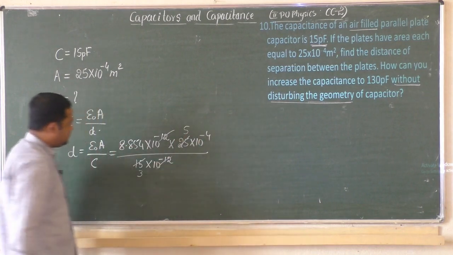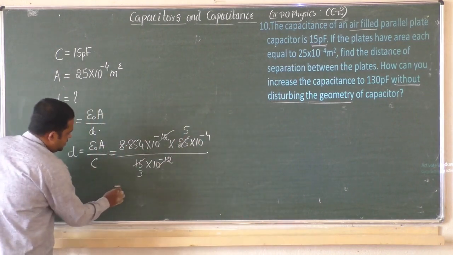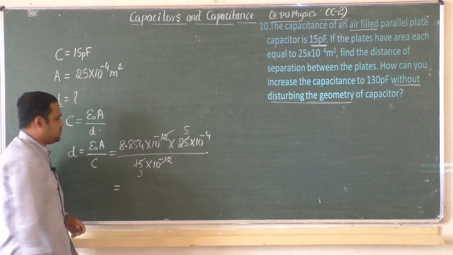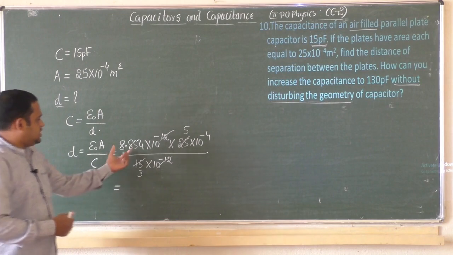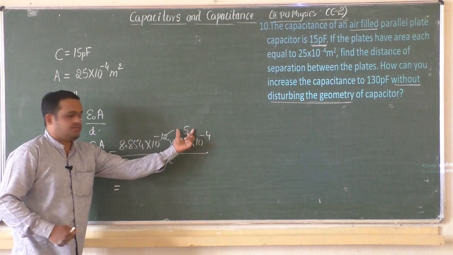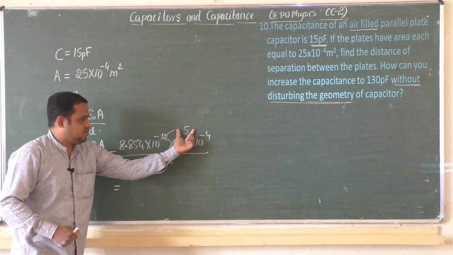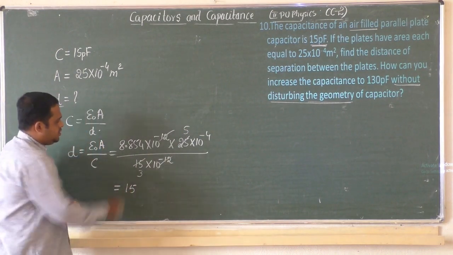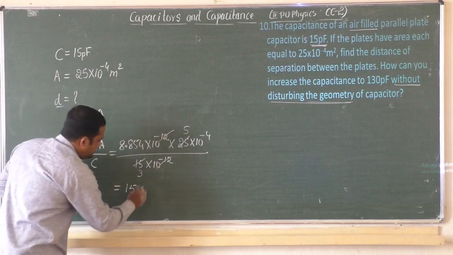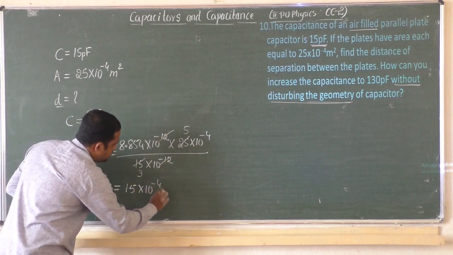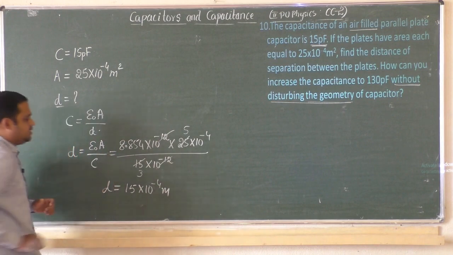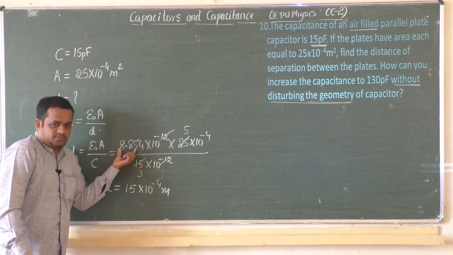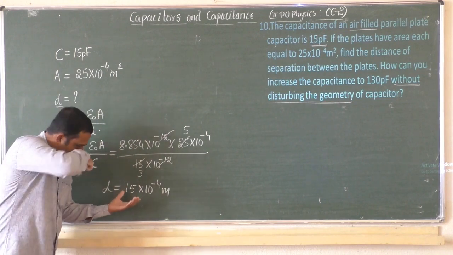So that is equal to... If you can use a calculator for calculation purposes. If I take this is equal to 9, then 9 into 5, 45 divided by 3, so 15. 15 into 10 power minus 4 meter, that is the separation between the plates. You will get 14 point something because 8.854. So you calculate using the calculator.